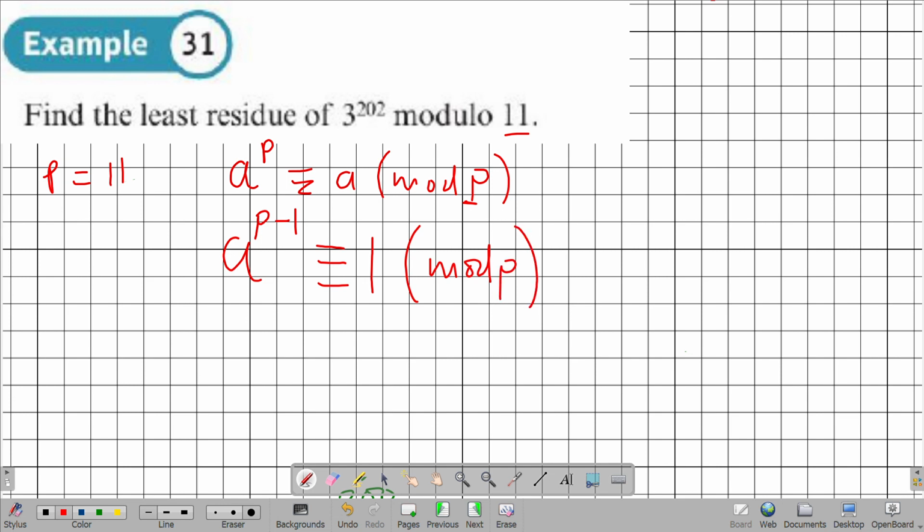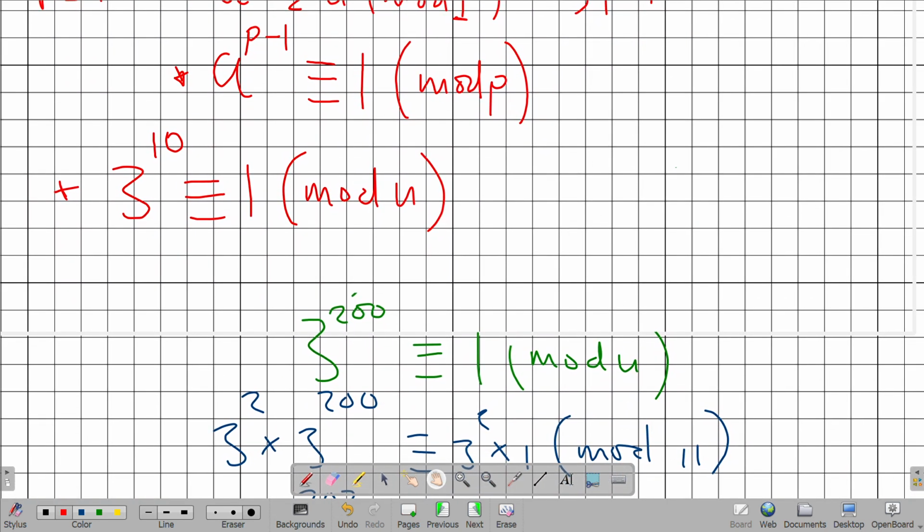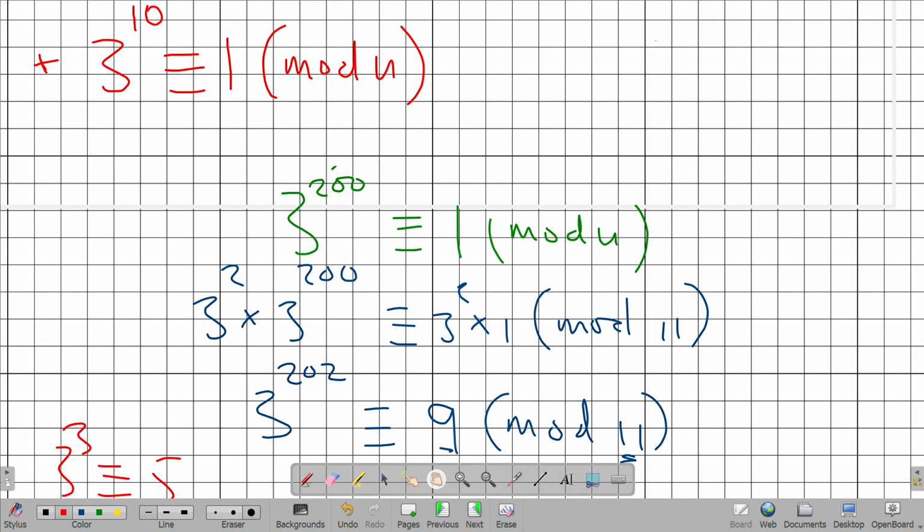So in this case, is A divisible by P? Obviously, we can see that 3 does not divide 11, so we are going to use this part. That means we are going to have 3 to the power of 10 being congruent to 1 in mod 11. So it satisfies that part. That's the part we are interested in. I'm going to remove it so that I can re-explain it.